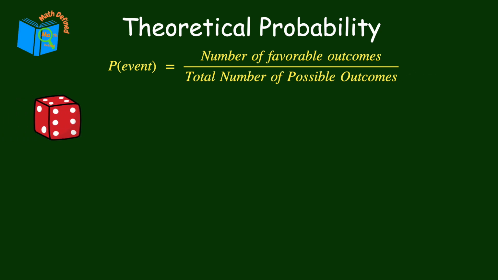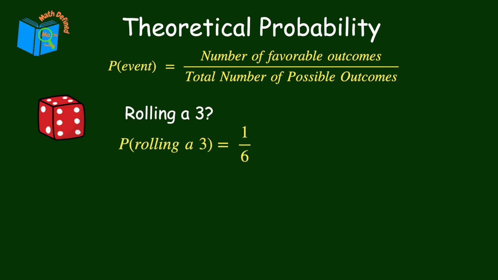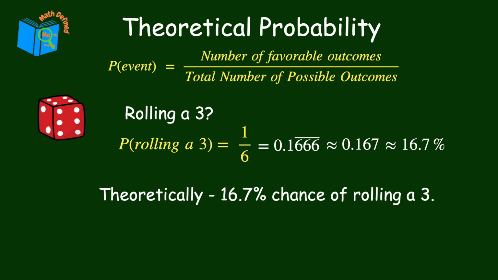Imagine you're going to roll a fair 6-sided die. What's the probability of rolling a 3? There are 6 equal sides and only one of them is a 3. So using the formula, the probability of rolling a 3 is 1 over 6, which when divided is 0.166 repeating. We'll need to round this to the nearest thousandth to get 0.167, and then move the decimal point 2 places to the right to get 16.7%. So theoretically, you have about a 16.7% chance of rolling a 3. But what if we actually roll the die and record the results? That's where experimental probability comes in.